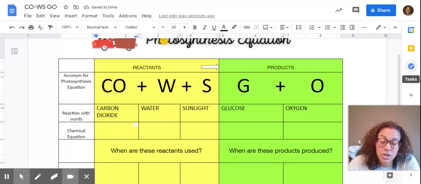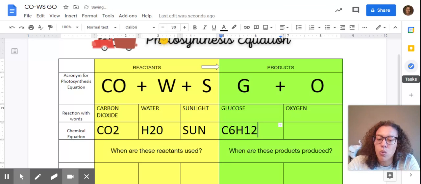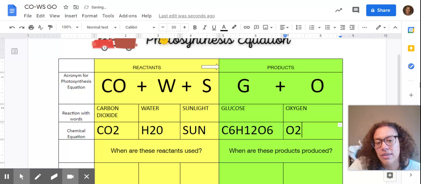Our chemical equation, we should be comfortable saying that's CO2. If you're drawing this out in your notebook, you can easily do your subscripts. Google Docs does not do subscripts that easily. You can just write sun for that since there's no real equation that goes with this. And then C6H12O6 for glucose and oxygen gas at the end.